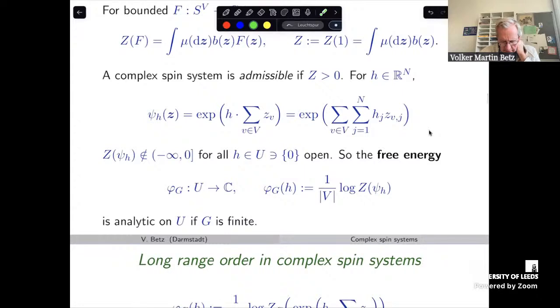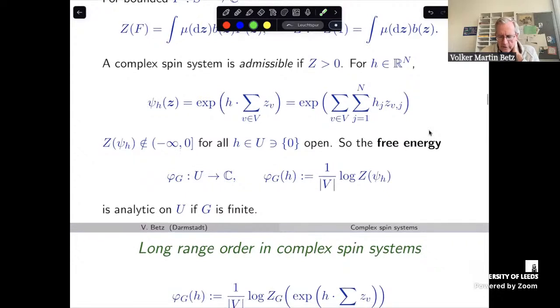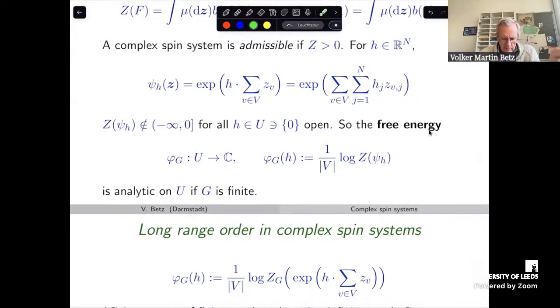Okay, but if the thing is admissible, then this set is positive at h equals 0. So it's positive in a finite graph, right? Everything's continuous. It's positive in the vicinity of 0. So I can actually do the thing that I always like to do in statistical mechanics. I take the logarithm of that set divided by the number of vertices and get something which I call the free energy. So it's just mimicking what I do.